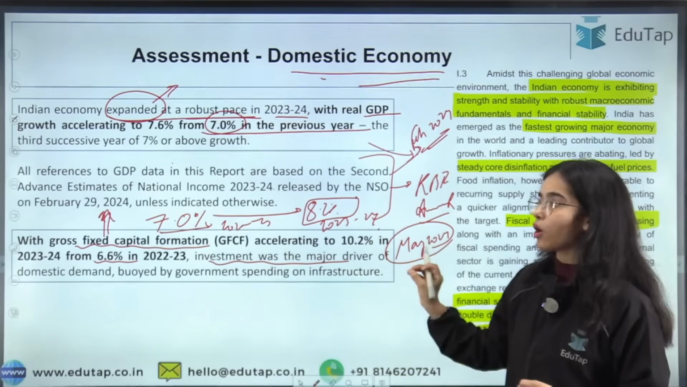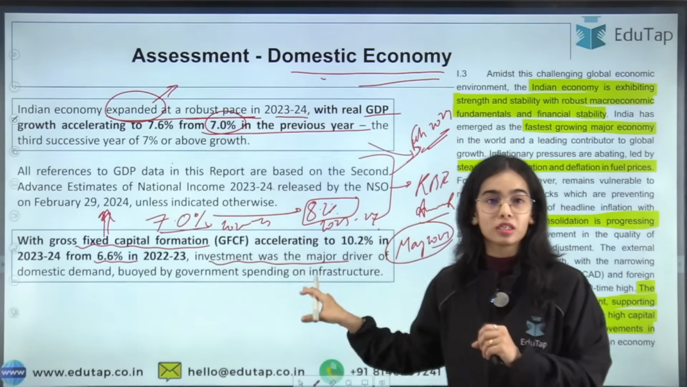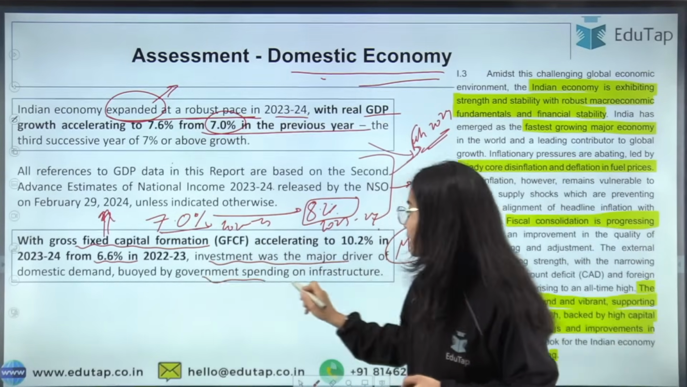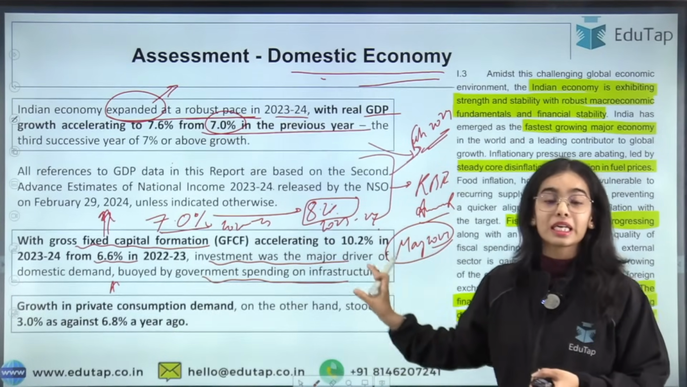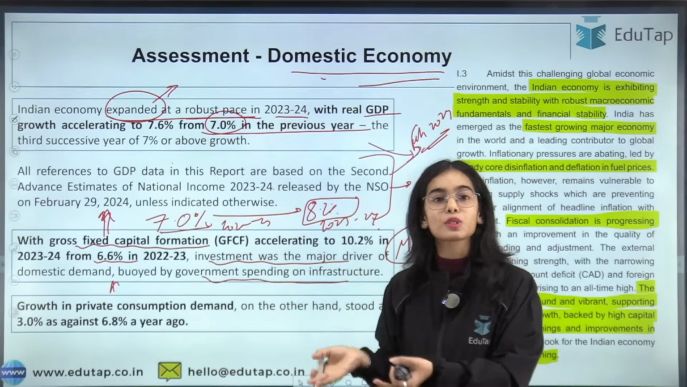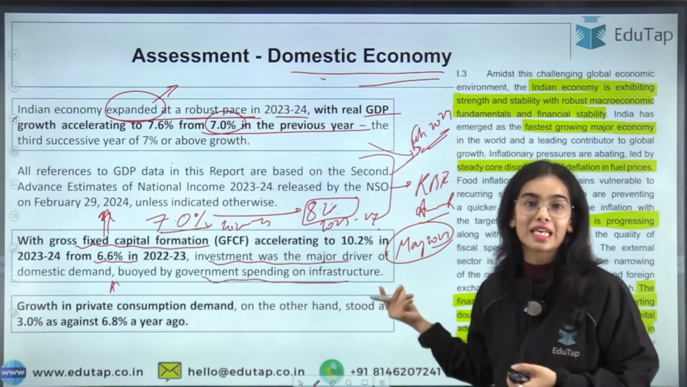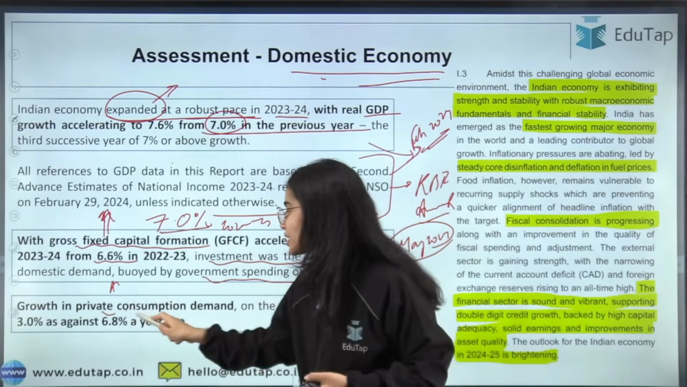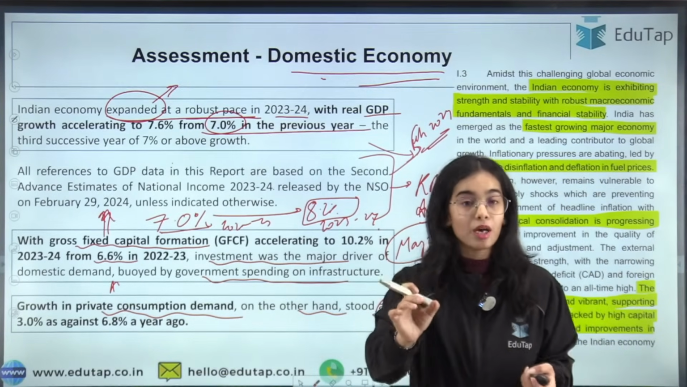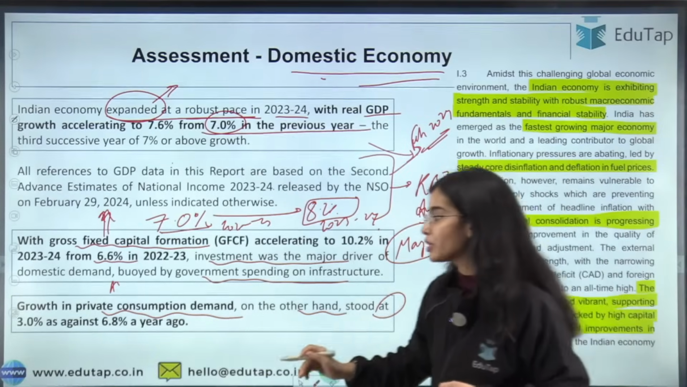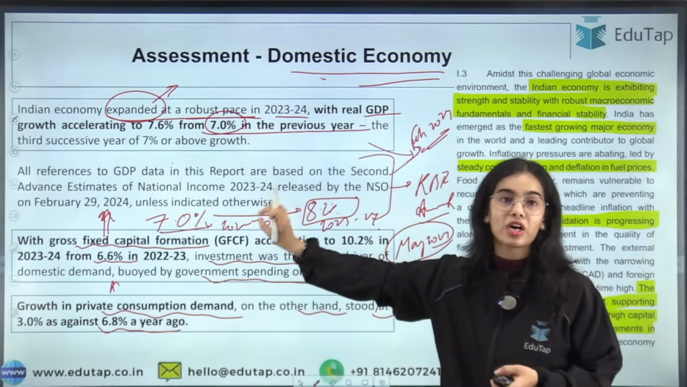Investment was the major driver of the domestic demand. So you can see that investment was the major driver of the increase in demand in our country. Private investment was happening very much, as well as public investment. The government spending on infrastructure was also very high in 2023-24. Growth in private consumption demand, on the other hand, stood at 3%. So consumption demand was also increasing, but only by 3% as compared to 6.8% a year ago. And all of this data is as per the second advanced estimates of the NSO.